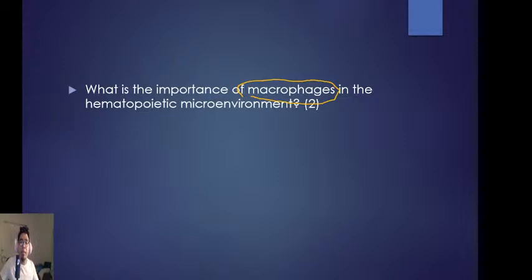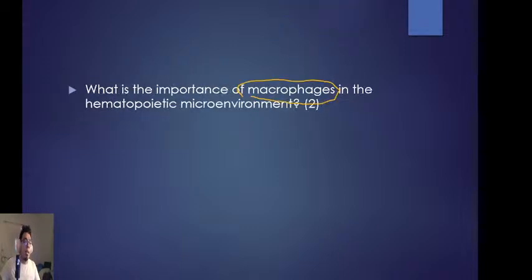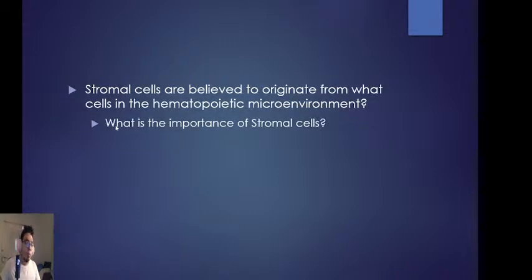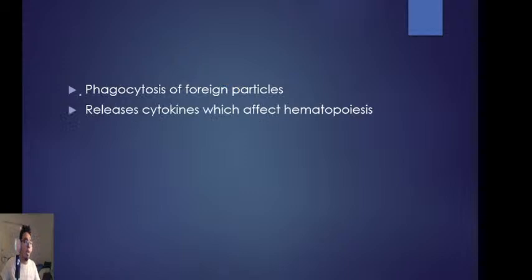Aside from that, there's another importance, is that it is capable of releasing cytokines which actually affect hematopoiesis. Remember earlier that adipocytes are the ones that store the sterol compounds associated with erythropoiesis. These signals actually come from the macrophages. All right. So be mindful of those things. So it not only is capable of phagocytizing foreign particles, but it is also capable of releasing cytokines, which serve as signals for hematopoietic activity.